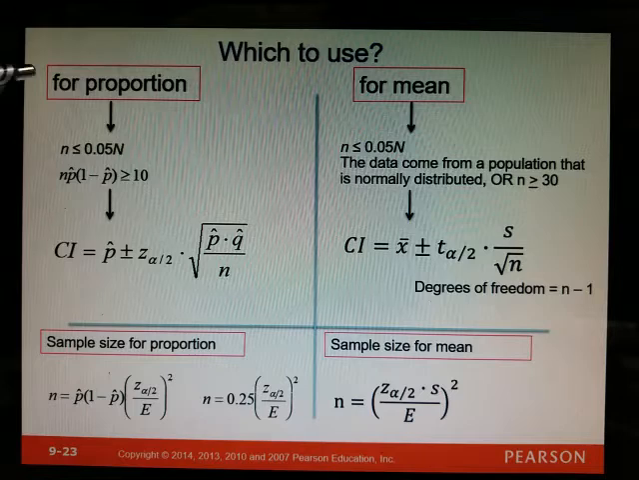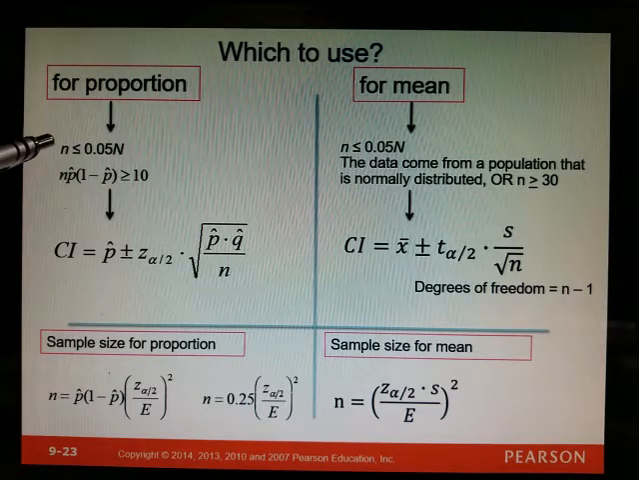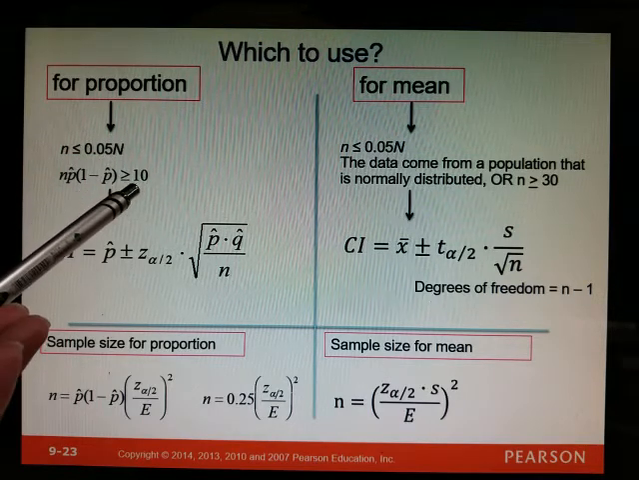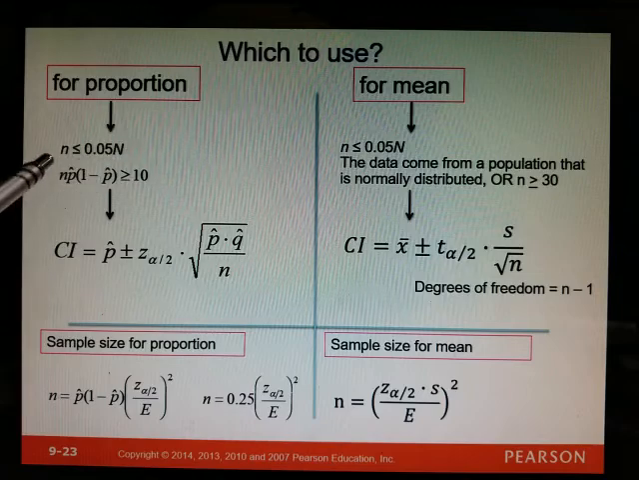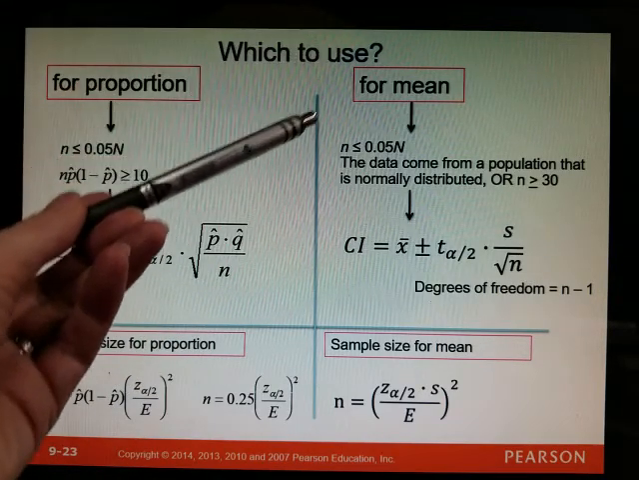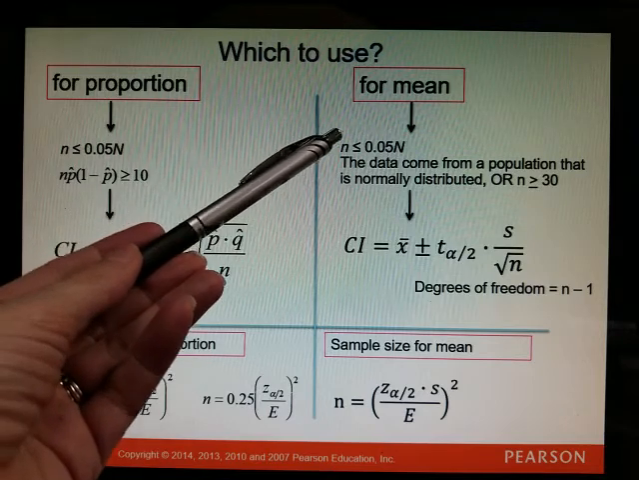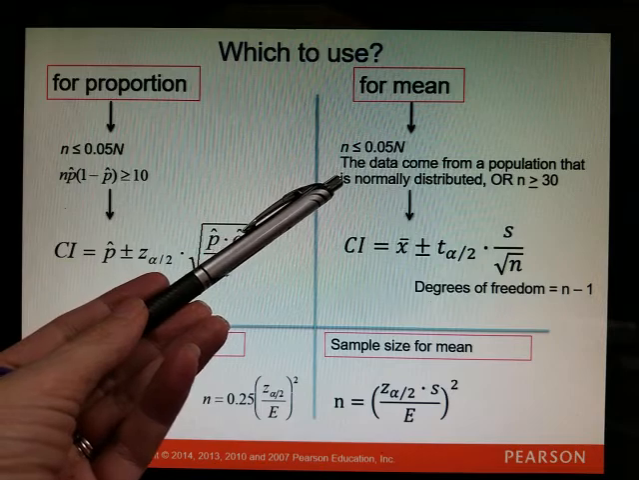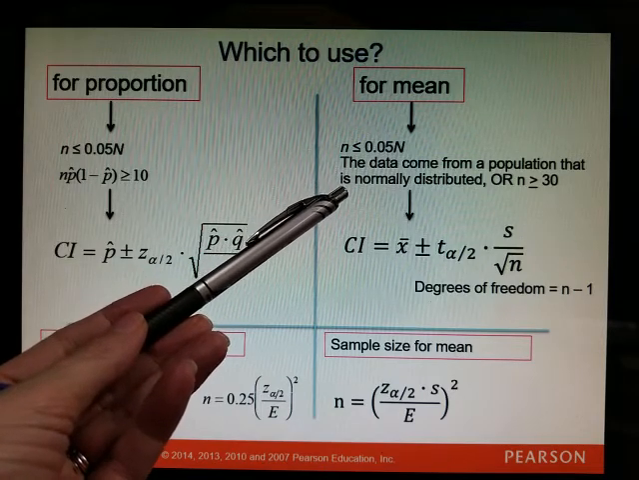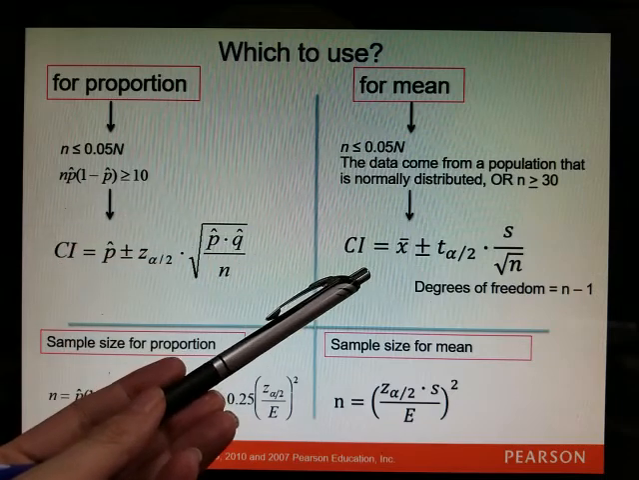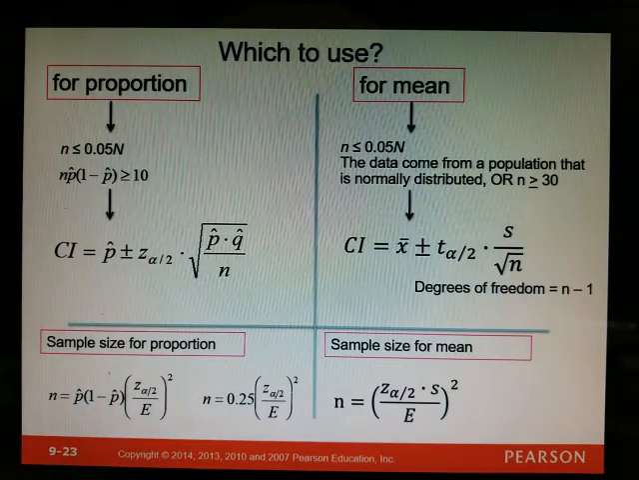So if you have a proportion, provided that the sample size is less than 5% of the population, n times p hat times 1 minus p hat has to be greater than or equal to 10. If these two conditions are met, you may proceed on to the confidence interval. For a mean, again, n needs to be less than 5% of the population. Then one of the two has to be true. The data comes from a normal population, or n is greater than or equal to 30. If these two conditions are met, then you may proceed on to the confidence interval for the mean.